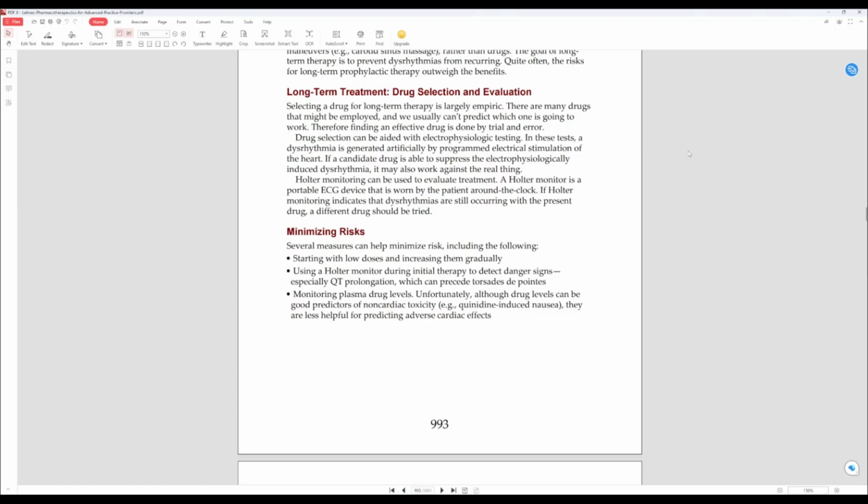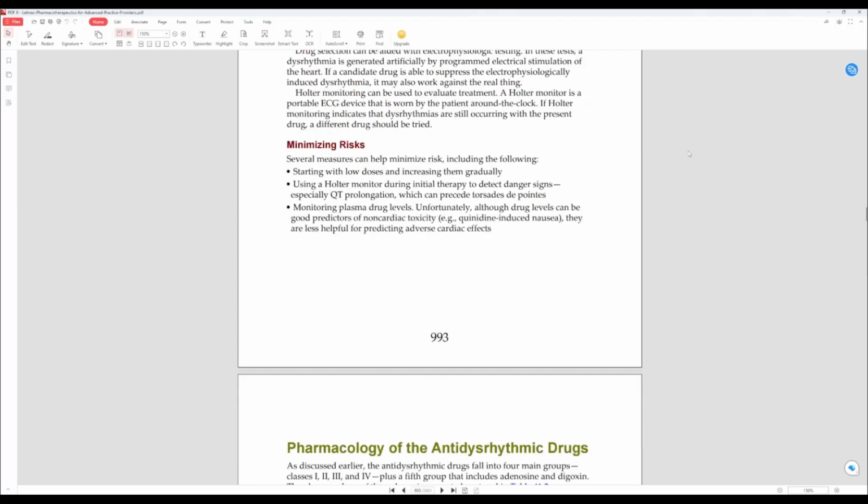In these tests, a dysrhythmia is generally induced artificially by programmed electrical stimulation of the heart. If a candidate drug is able to suppress the electrophysiologic induction of dysrhythmia, it may also work against the real thing. Holter monitoring devices can also be used to evaluate treatment. A Holter monitor is a portable EKG device that is worn by the patient around the clock. If Holter monitoring indicates that dysrhythmias are still occurring with the present drug, a different drug should be tried.